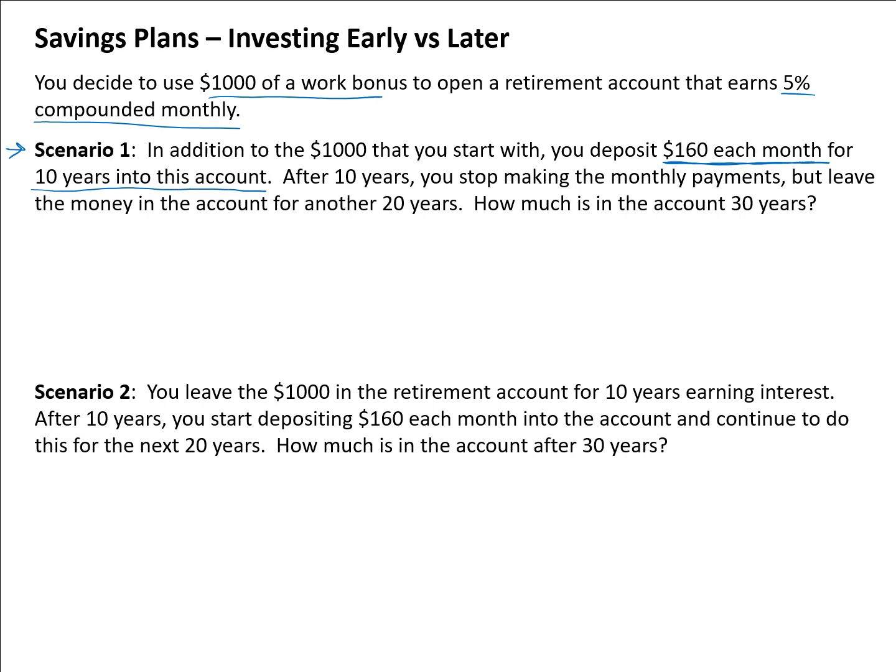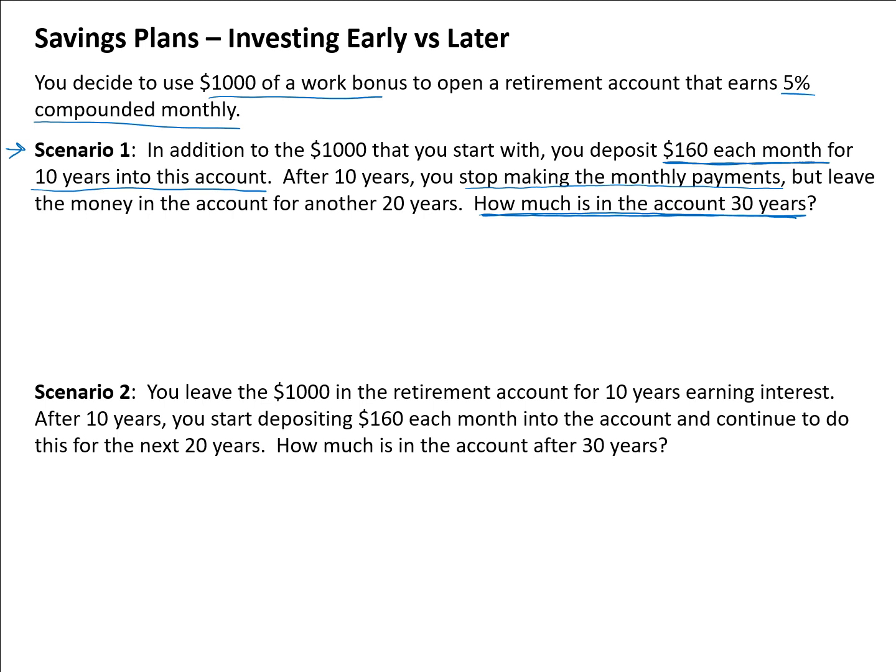Now, after 10 years, you're going to make an adjustment. You're going to actually stop making the monthly payments, but leave that money that you currently have in the account for another 20 years. What we're going to investigate is how much we would have in total in the account after 30 years. Scenario 2 is going to be a little different, but it's going to have the same type of thing going on, starting with $100,000 and depositing $160 each month. But how we deposit that $160 is going to be different.